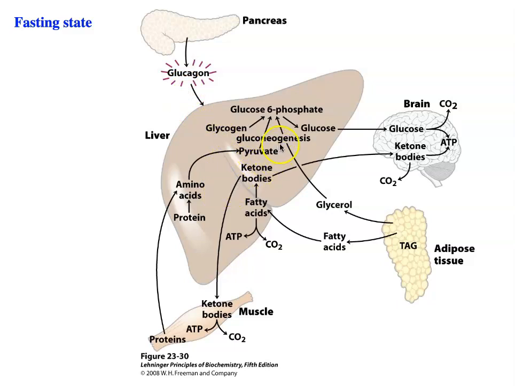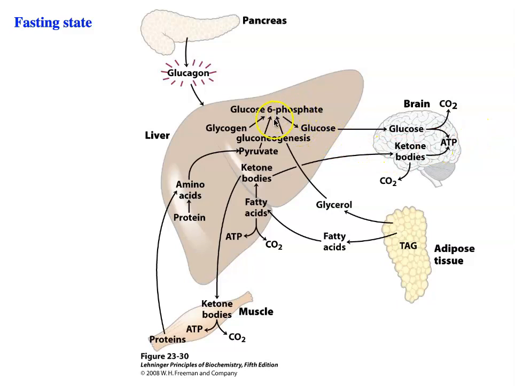One of the first things that's going to happen is all the deposits of glycogen will be degraded to glucose 1-phosphate that later on is going to be converted to glucose 6-phosphate. And then from there, it will be dephosphorylated to glucose and exported in the blood for the brain primarily.